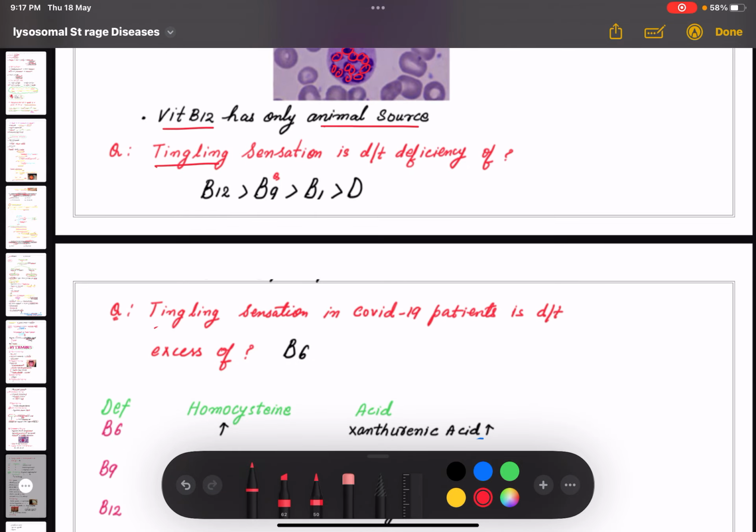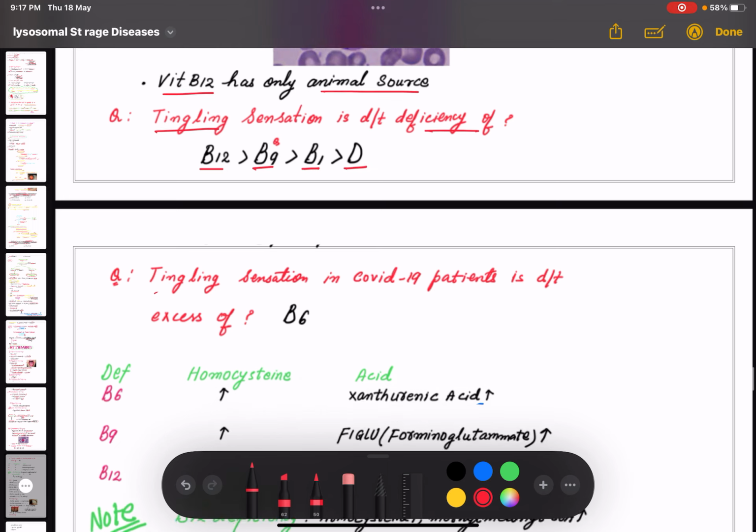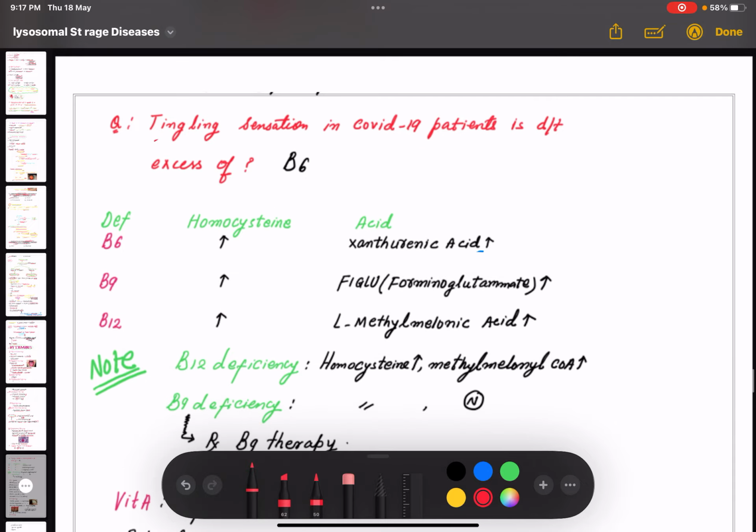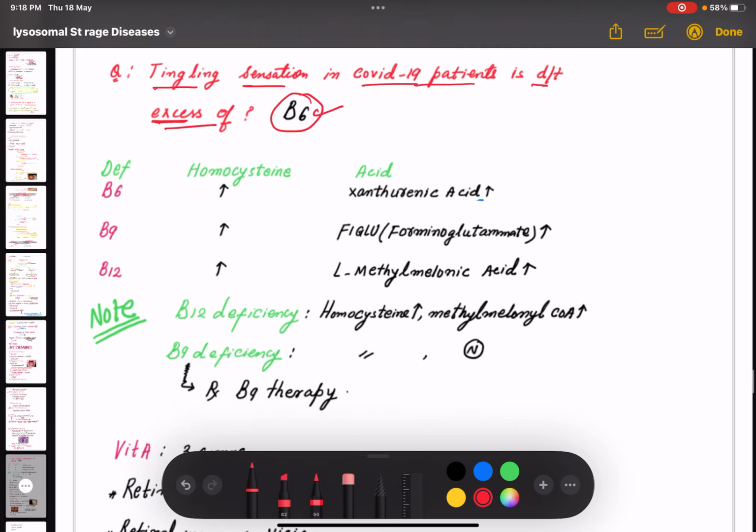This tingling sensation, this pinpoint sensation, paresthesia, is due to deficiency of which vitamin? It is due to deficiency of vitamin B12 followed by B9 followed by B1 followed by vitamin D. And this was a question asked in your exam. Another important point, that tingling sensation in COVID-19 patients is due to excess of which vitamin? I am telling you excess. It is excess of vitamin B6 in COVID-19 patients.